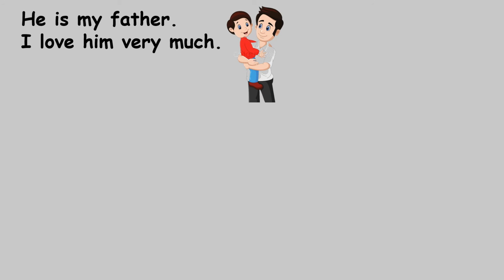Let's do a few examples of these pronouns. He is my father. I love him very much. Here the naming part is the first part. He is my father. And the telling part is I love him very much. So we have used the pronoun him in the telling part. You cannot write I love he very much, even though it is one person. I love is your naming part. Him very much is your telling part. So him comes in the telling part.